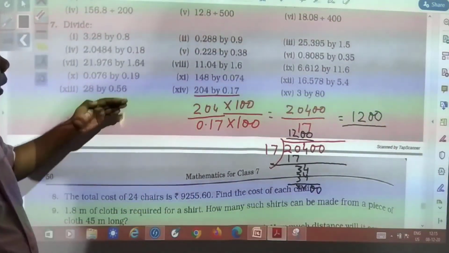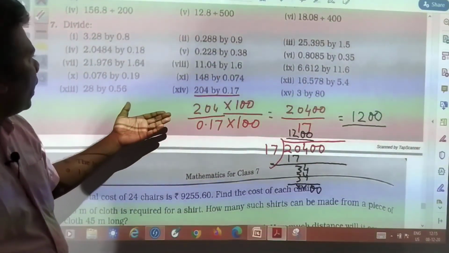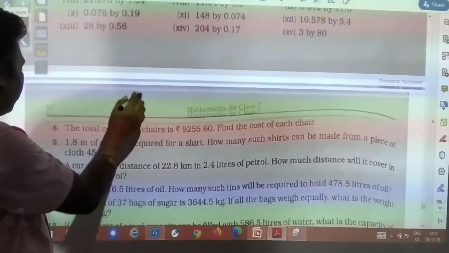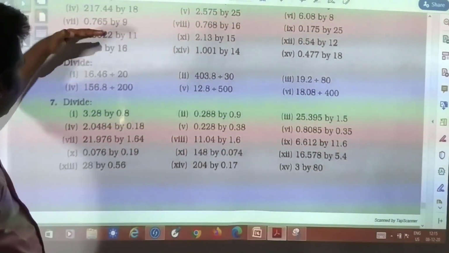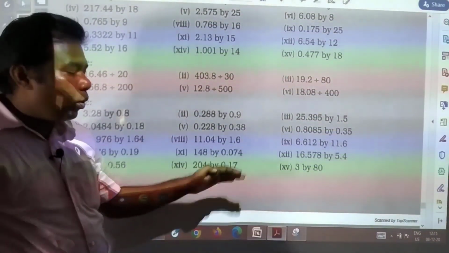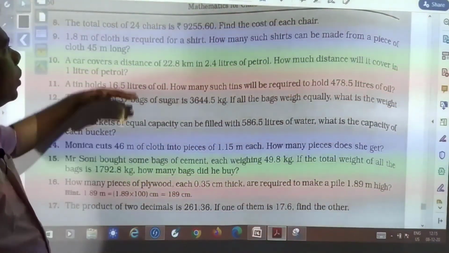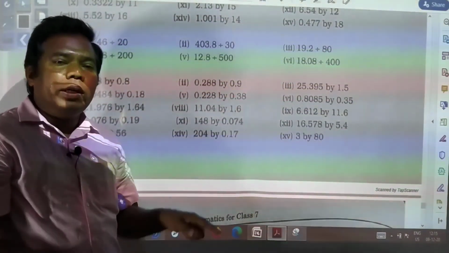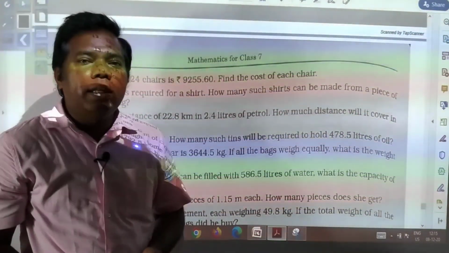So in this way each and every question you need to divide, and I hope you will be able to do. Next day we will see word problems. So if you will be thorough with these questions up to 7, I hope you will not be having any problem in solving these questions. So try to solve each and every question and update your notebook, and next day we will see word problems. Till then, thank you.